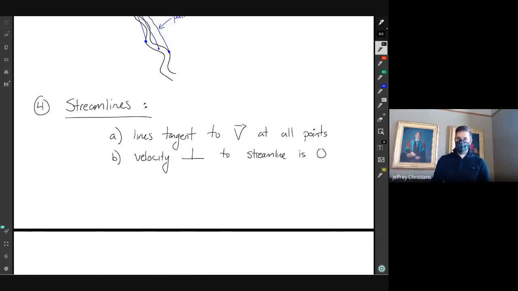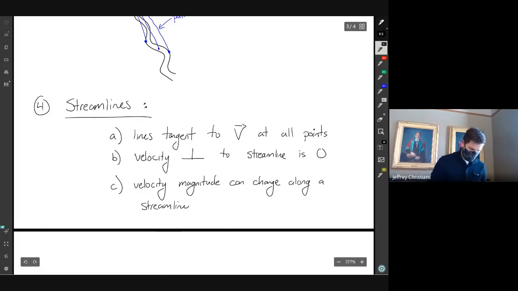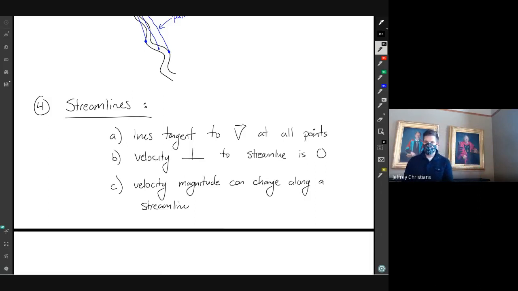The last part to note is the velocity magnitude can change along a streamline. Okay, so again, we'll come back to this, so we're not going to talk exhaustively about this right now.